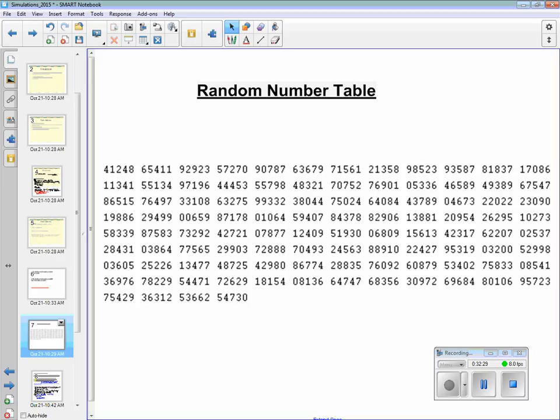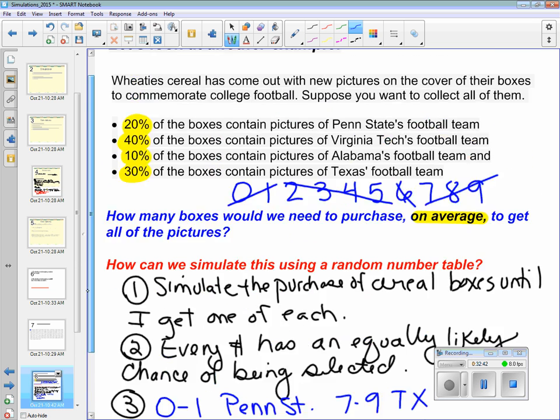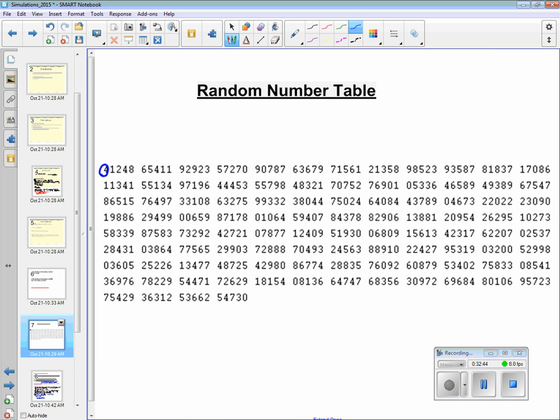We want a Texas, Virginia Tech, Alabama, and a Penn State, right? So, 4. What is that one? Who's 4? 4 is Virginia Tech. So I have a Virginia Tech in my first purchase. And then I have, what's number 1? Penn State. And then I have another Virginia Tech.